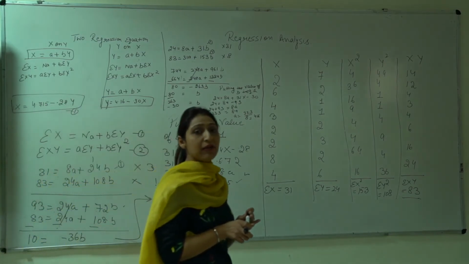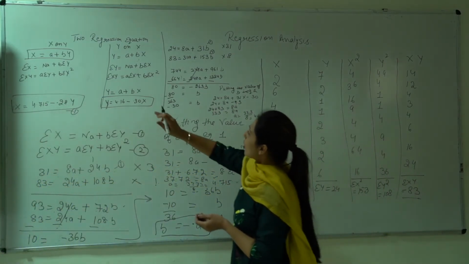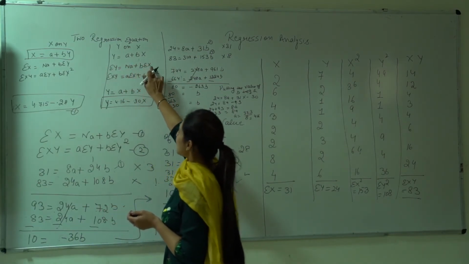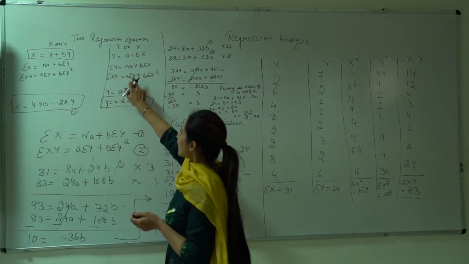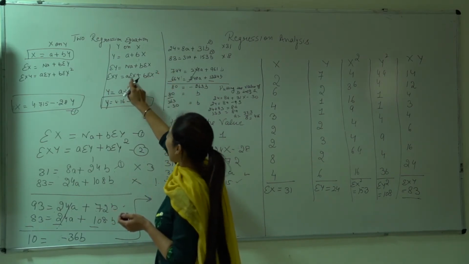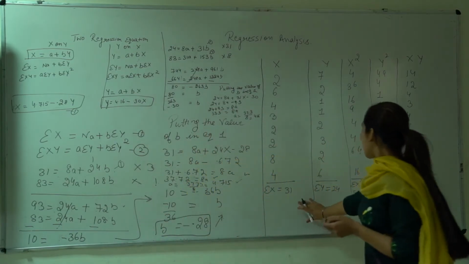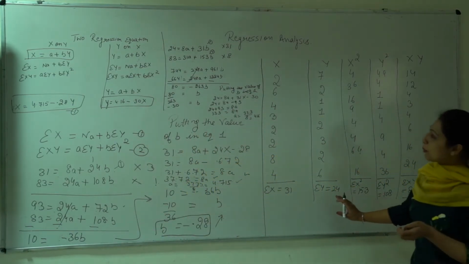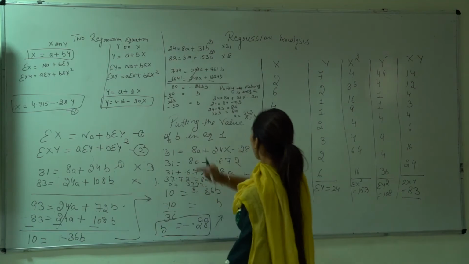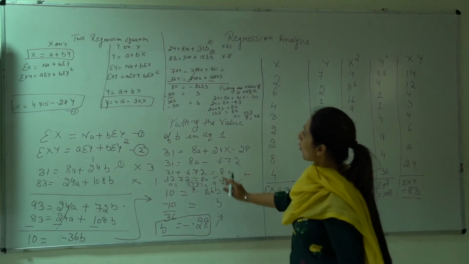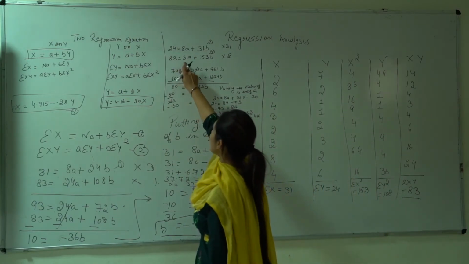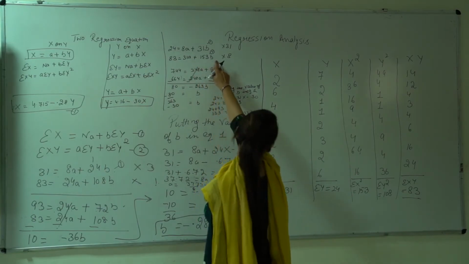Now, we have to calculate the regression equation y on x. For y on x, we know that y is equal to a plus bx. So, summation y is equal to na plus b summation x, and summation xy is equal to a summation x plus b summation x square. I have to solve these two equations to find the value of a as well as b. As we have calculated all the values, I will put the same values in the y on x equation. Summation y is 24. So, the first equation will be 24 is equal to 8a plus 31b, and the second equation will be 83 is equal to 31a plus 153b.